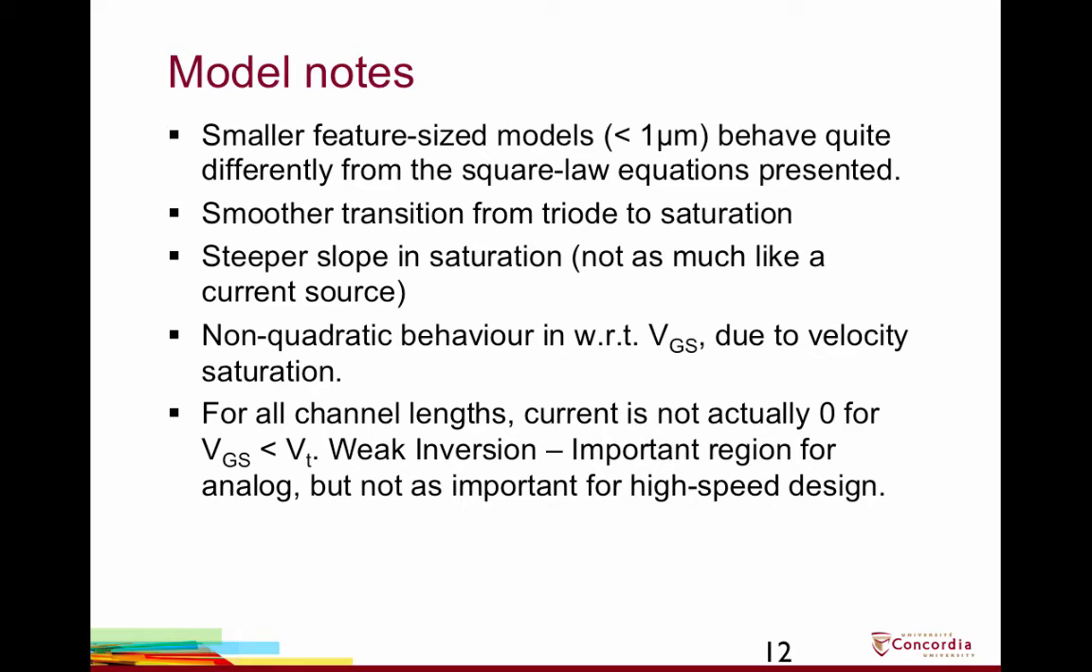So for low to medium speed analog design, we may have many circuits where the gate source voltage is less than a threshold, or approximately a threshold, or 50 millivolts above a threshold. When the gate source voltage is right around a threshold, we're going to call that moderate inversion. Anyway, for high-speed design, we're typically going to have gate source voltages 200 millivolts or more higher than the threshold voltage.